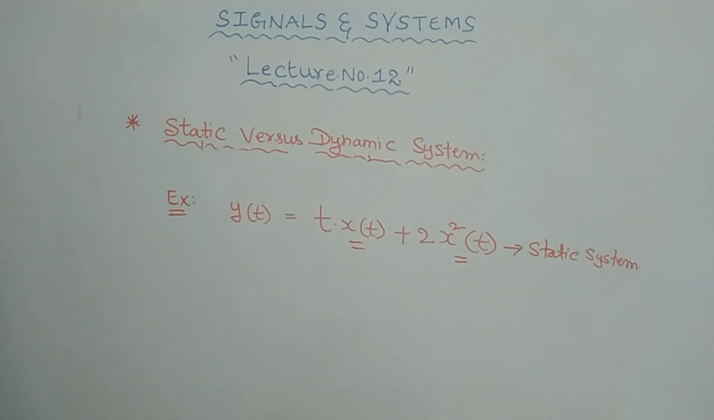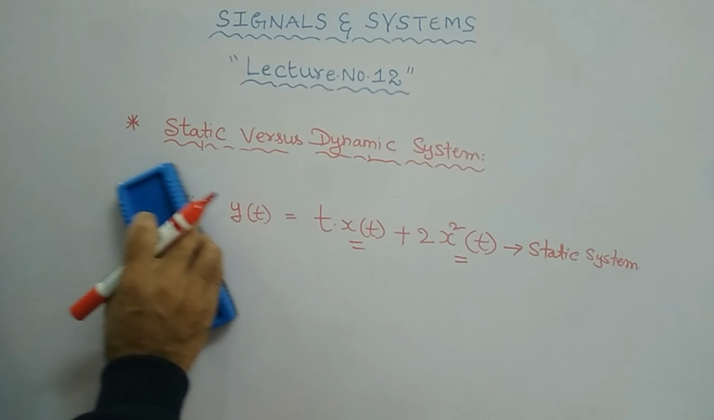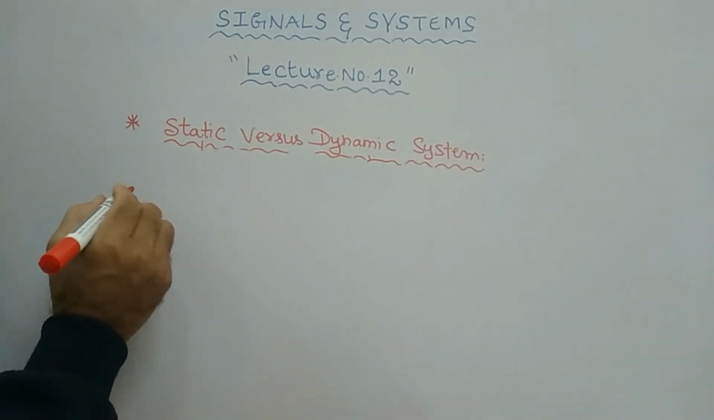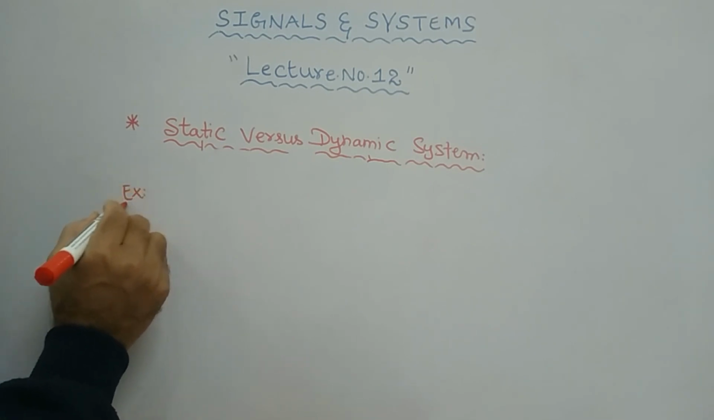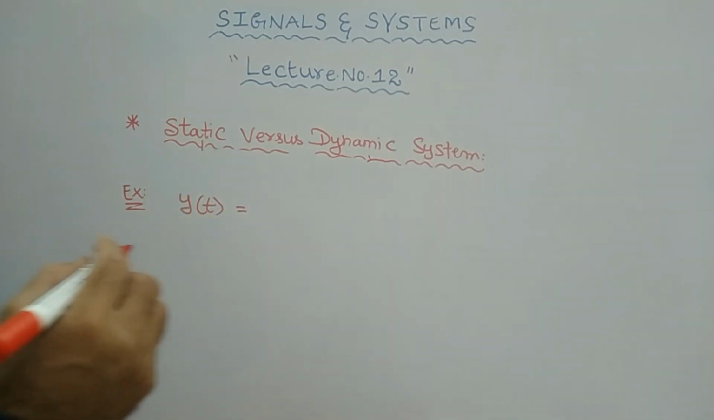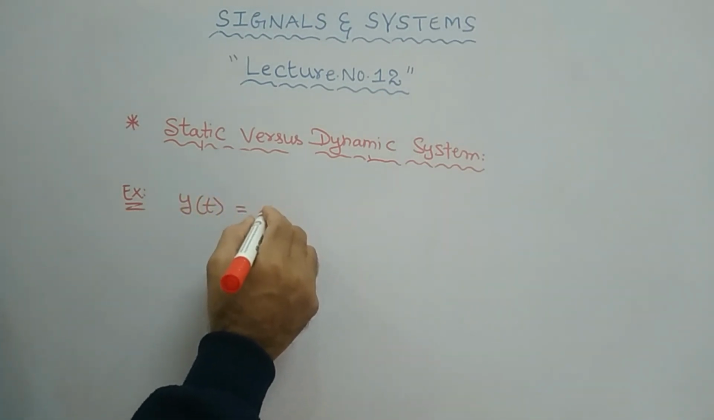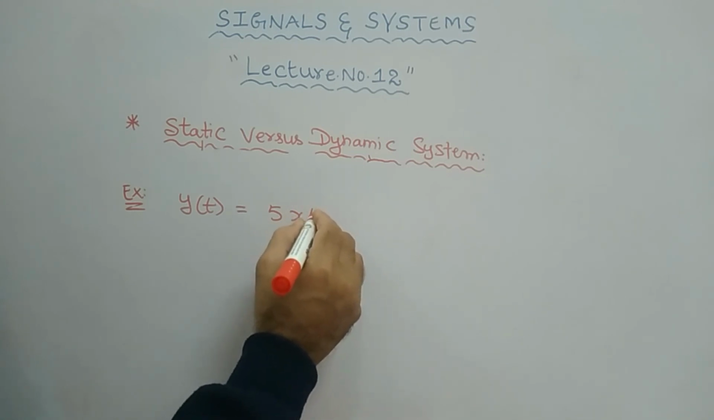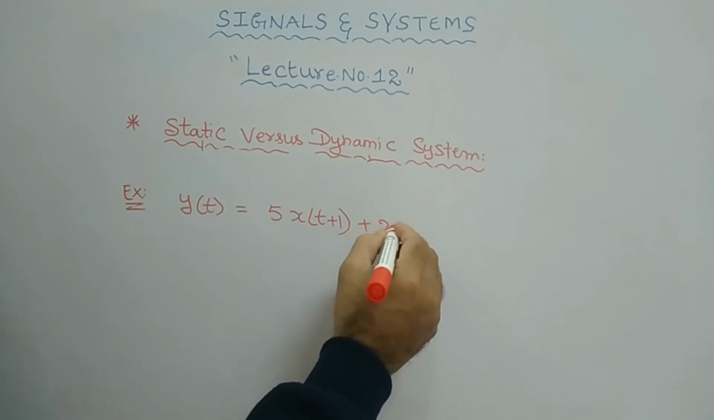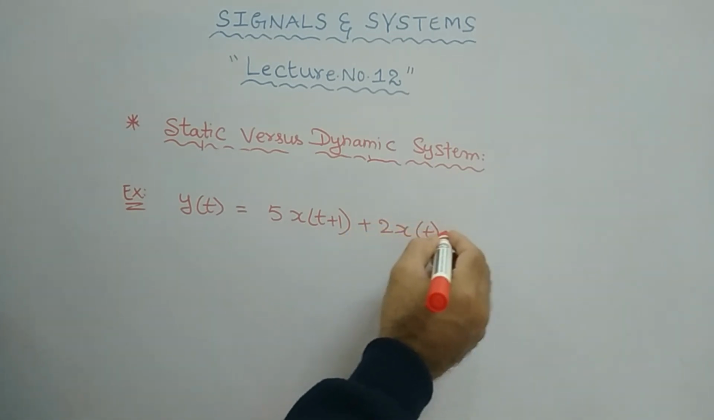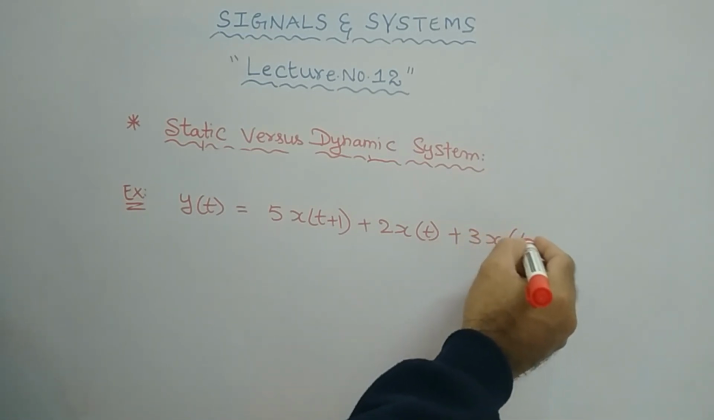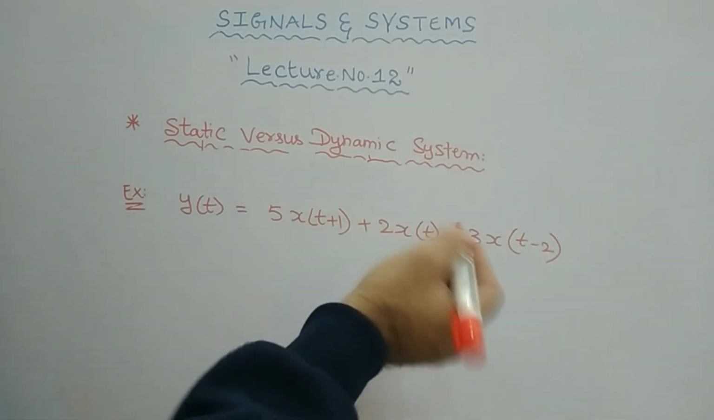On the other hand, I will explain one more example. Let us say y of t is equal to, for example, 5 into x of t plus 1, or some 2 into x of t, plus 3 into x of t minus 2, like that. Any example you can consider.